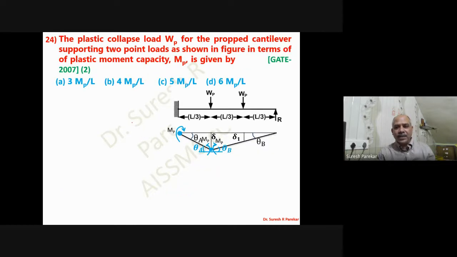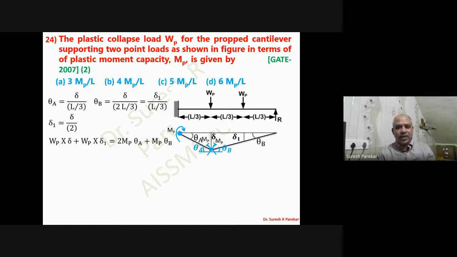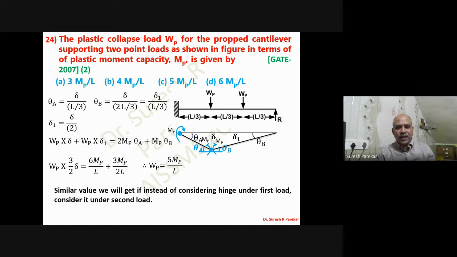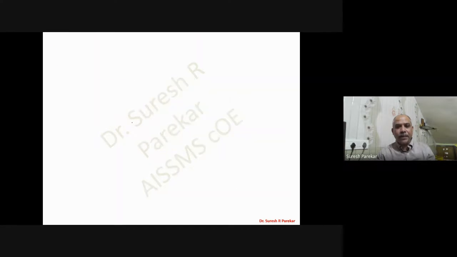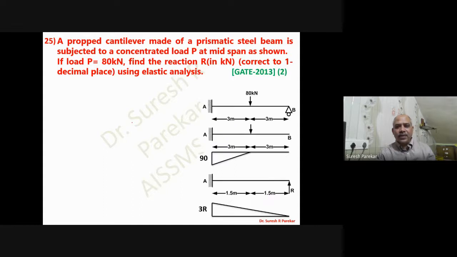Then you can see over here we have given theta A, theta B, delta L1 by L3, and if you solve this, you will get the value 5 MP by L. A similar value we will get if, instead of considering the hinge under the first load, we consider it under the second load. The value will be the same because the beam is symmetrical, so we have 5 MP by L.